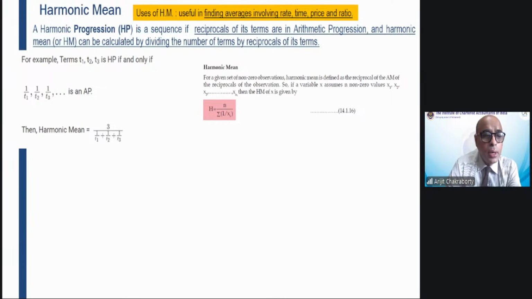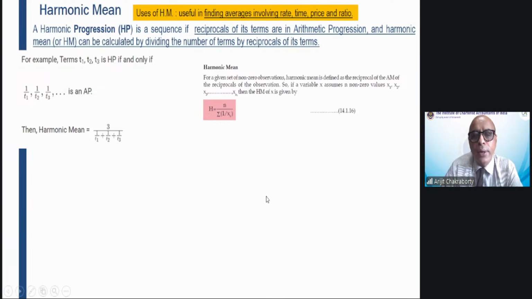So this is the meaning, the concept of harmonic progression. Therefore, if there are three values, T1, T2, and T3, and we know that 1 by T1, 1 by T2, and 1 by T3 are in arithmetic progression, that means the reciprocals of the original numbers T1, T2, T3 are in AP. So the original numbers will be in HP, that is harmonic progression.